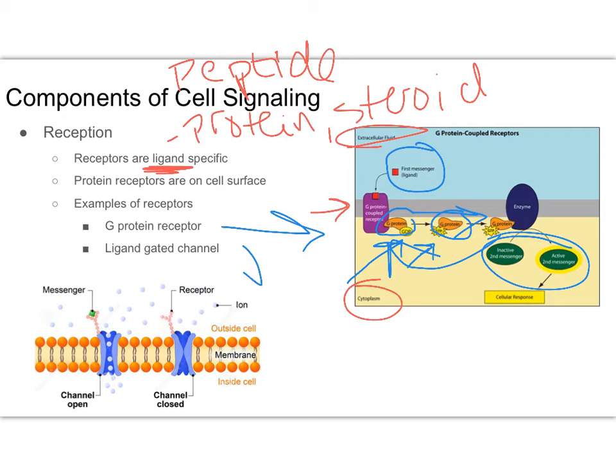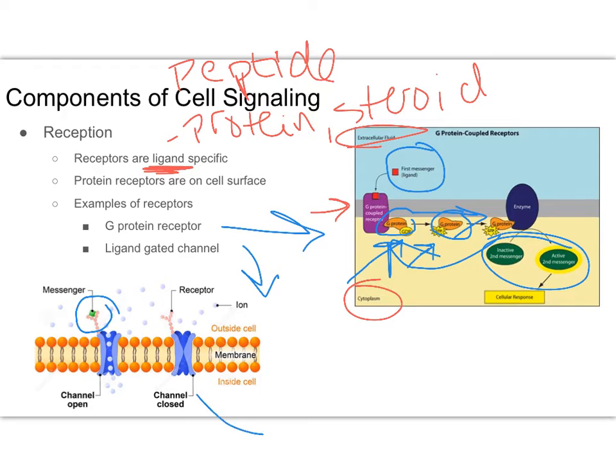Another example is down here at the bottom, this ligand-gated channel. So again, I've got my messenger or my ligand. You can see it here in the green, coming in and bonding with my receptor. Again, ligand and receptor are matches. Okay, and so that's what allows the two to join together. That's what allows it to be specific. That causes the channel to open.